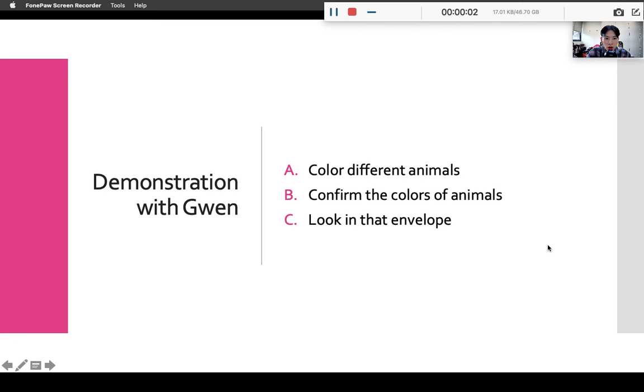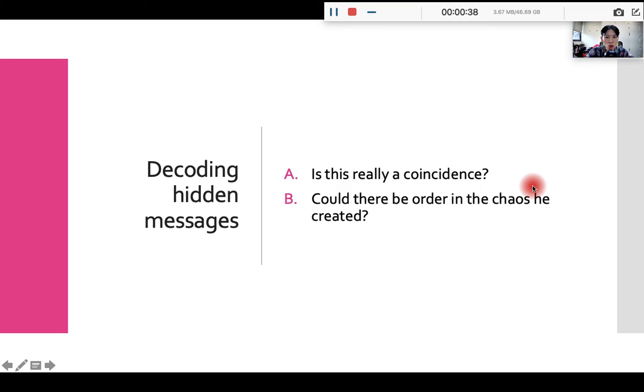Okay, let's figure out what is going on in the speaker's demonstrations with Gwen. In the beginning, the speaker asks Gwen to color different animals randomly, and when she is done, he takes out the piece of paper from the envelope, and we find out something surprising. The color of the animals from the envelope matches the color of Gwen's animal. So is this really a coincidence, or could there be order in the chaos he created?